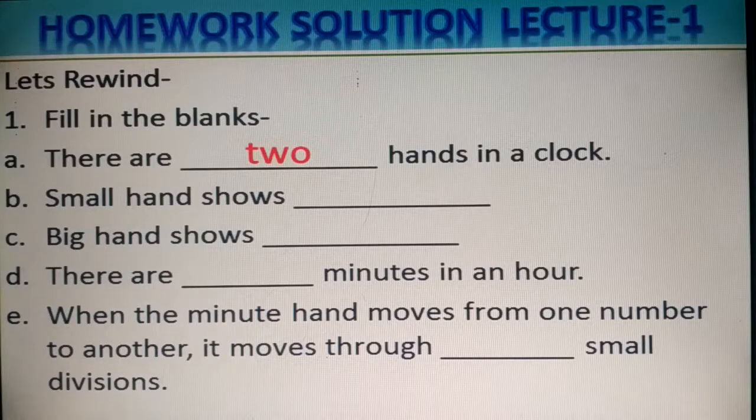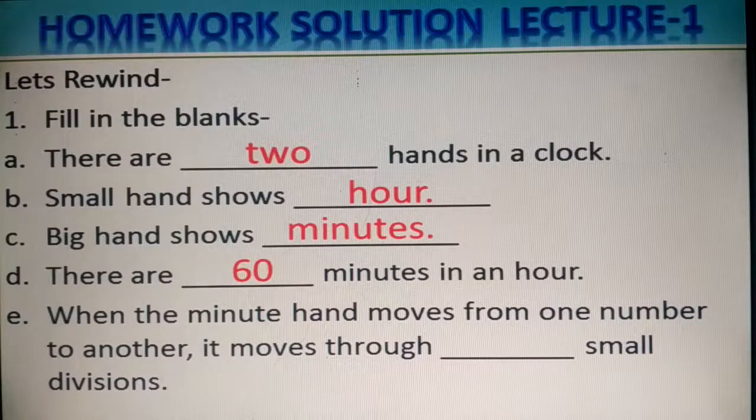Small hand shows, जो small hand होता है वो क्या show करता है? Hour. Big hand shows minutes. There are dash minutes in an hour. As I have told you earlier, there are 60 minutes in an hour. 60 minutes make 1 hour. When the minute hand moves from one number to another number, it moves through dash small divisions. जब minute hand एक नंबर से दूसरे नंबर पर मूव करता है, कितने small divisions को क्रॉस करता है? It crosses 5 small divisions.